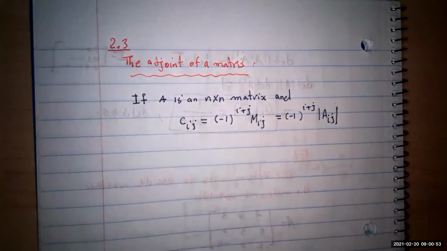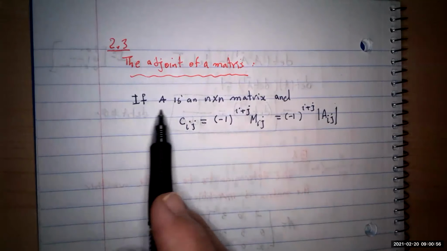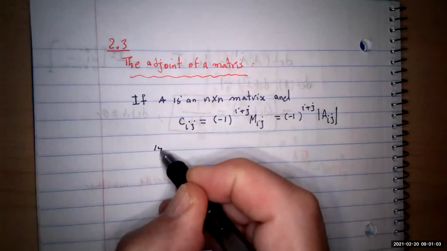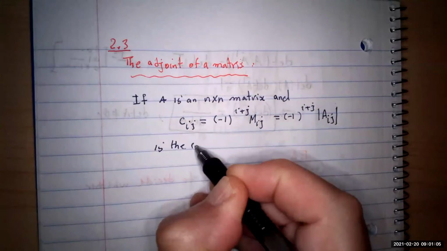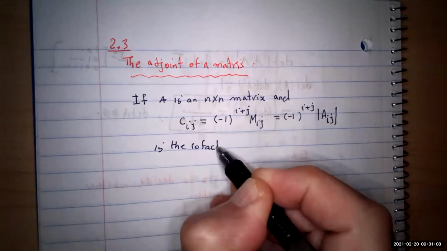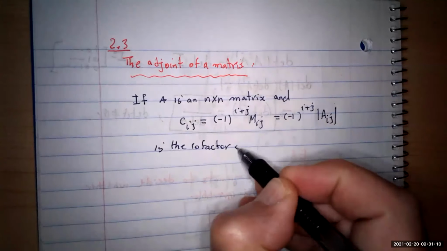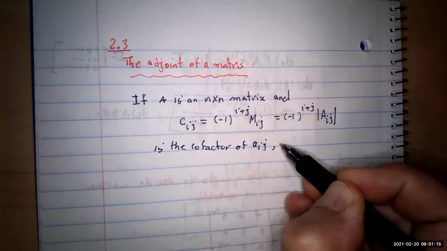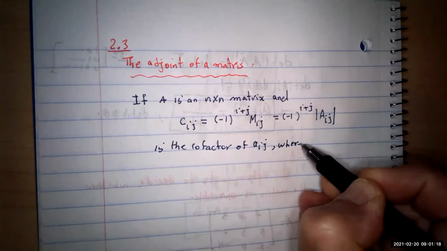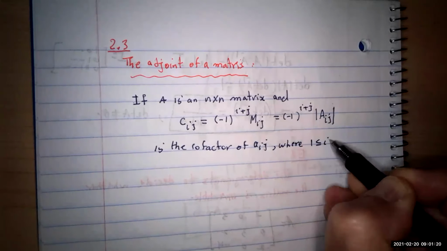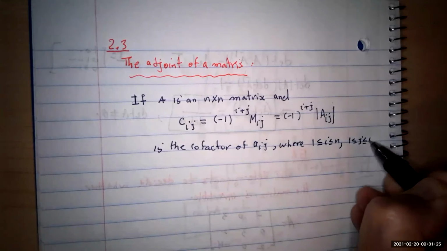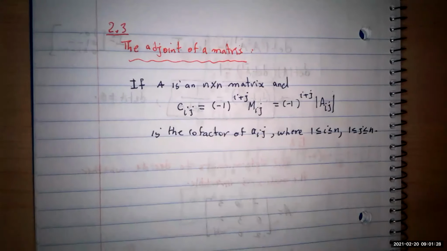It's a number that we use in order to get our determinant. So if A is an n by n matrix, this is the cofactor of the entry Aij, where i is between 1 and n, and j is also between 1 and n. Okay, so that's going to be the cofactors.